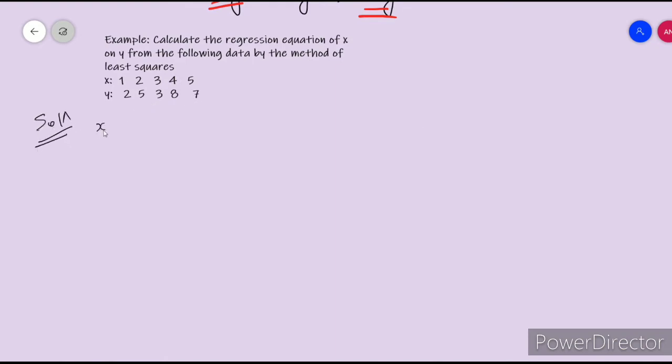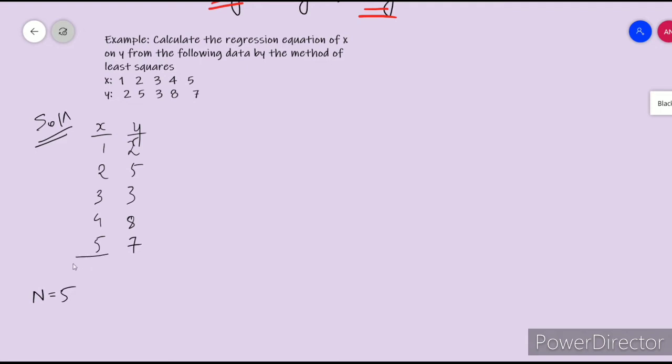So let us put down the values of x. We have 1, 2, 3, 4, 5. The values of y, we have 2, 5, 3, 8, 7. So how many pairs do we have? 1, 2, 3, 4, 5. So your n value here is equal to 5.